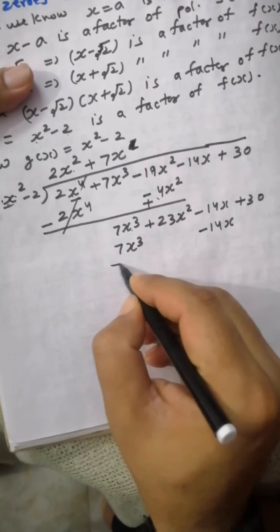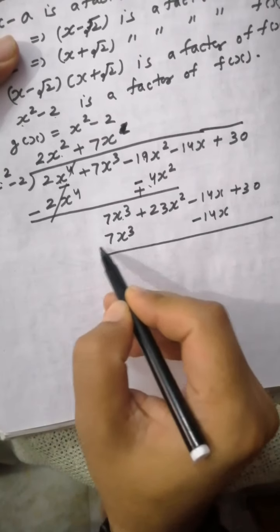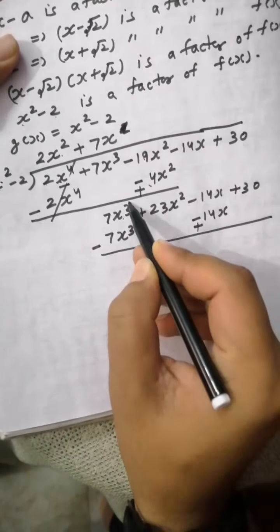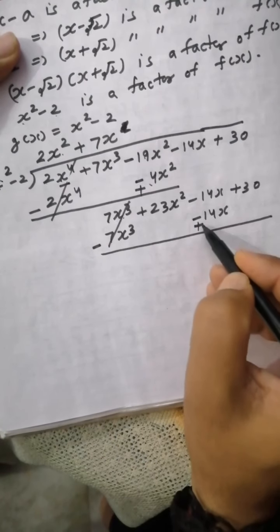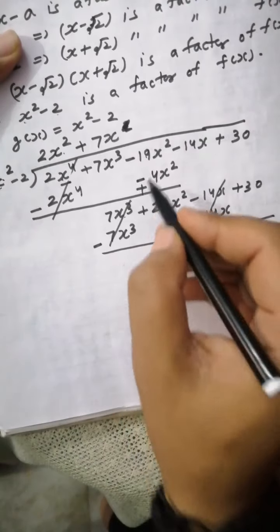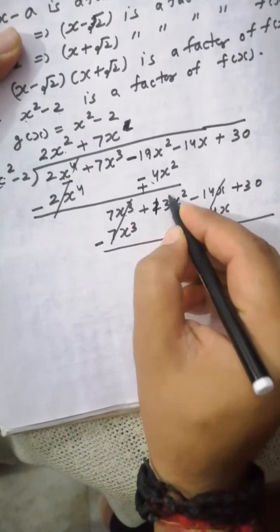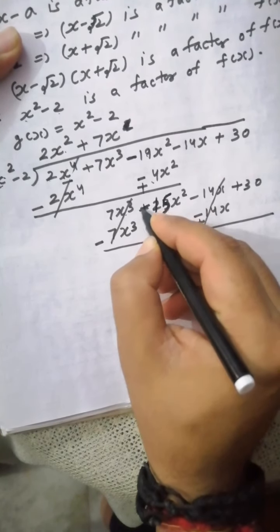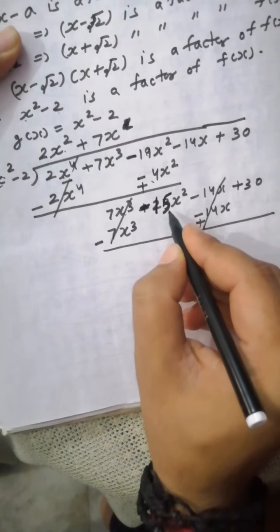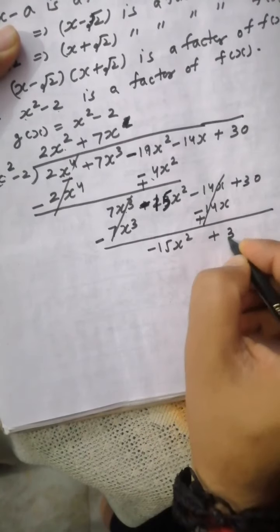Again, it will be minus 7, minus plus. This term cancels by this. This minus 14x plus 14x also cancels. Dear students, here you can see it is minus 19, it is plus 4. So it will be minus 15, not plus 23, it will be minus 15. So here it is minus 15x square and plus 30.